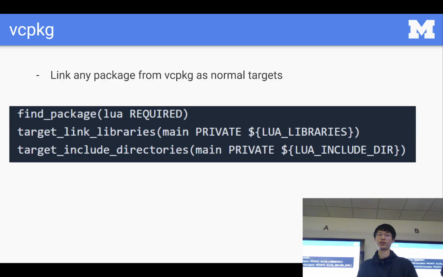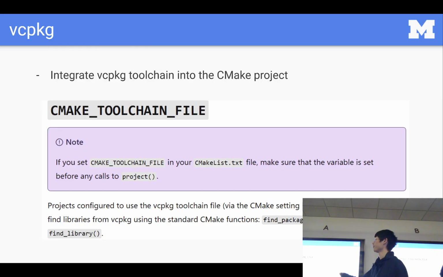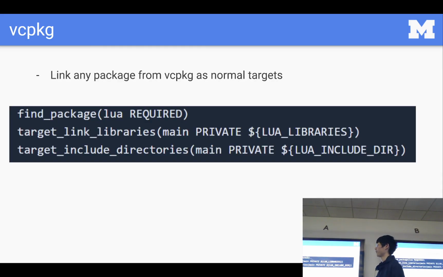Until this point, your CMake should be able to know where your library is and how to link against it. The only thing left is to tell CMake to do that. So: find_package Lua, target_link_libraries, and target_include_directories for the header files. Same thing as before. Question?